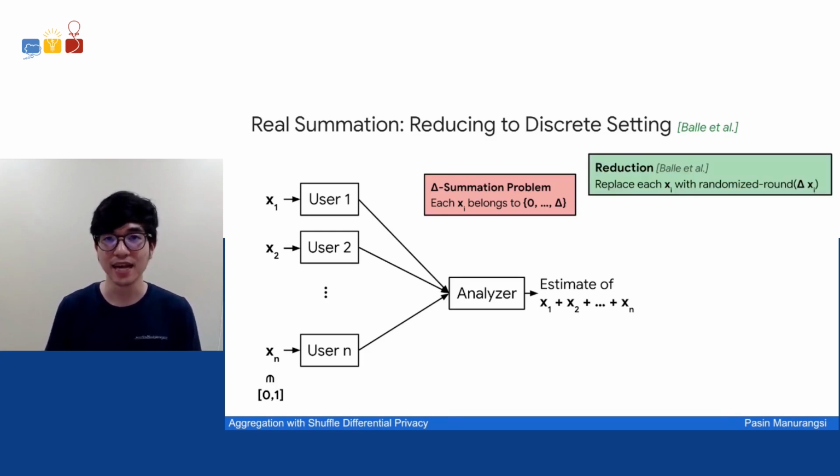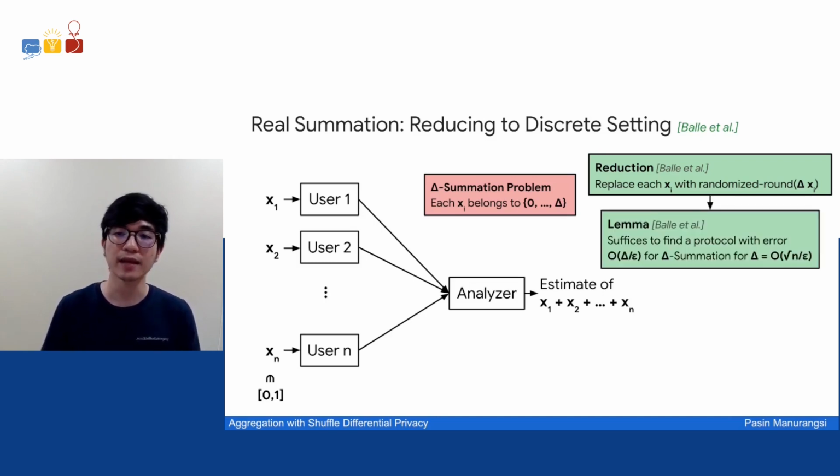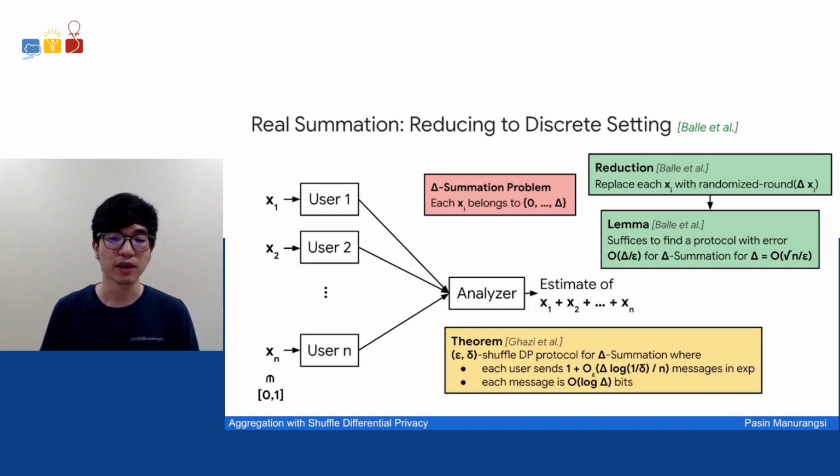You replace xi by randomly rounding delta times xi. Balle et al. show that if you take this big delta to be roughly square root n, then the error from this discretization is negligible compared to the error from the noise that you are adding from differential privacy. And the main result that we will be seeing today, we'll be focusing on this discrete case of the integer summation for delta. There are two main techniques that will be used here.